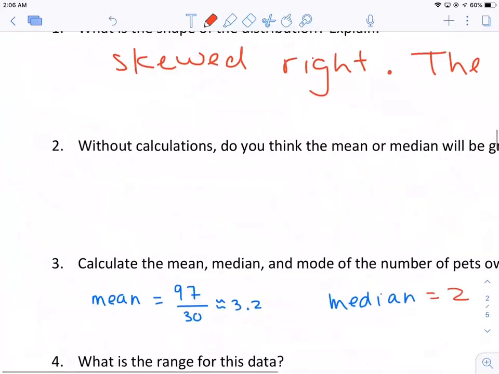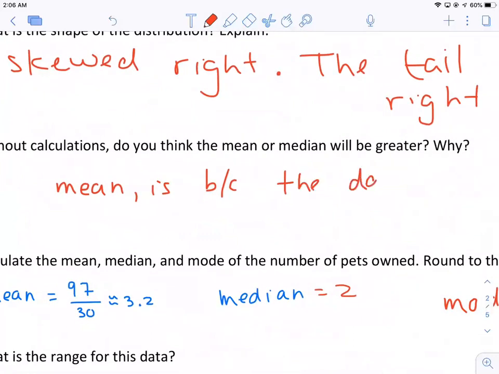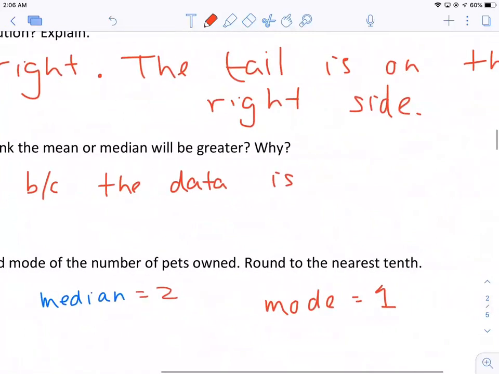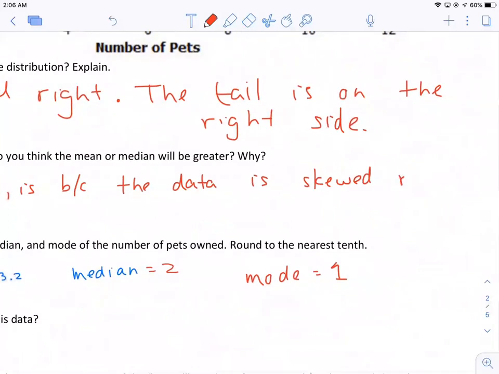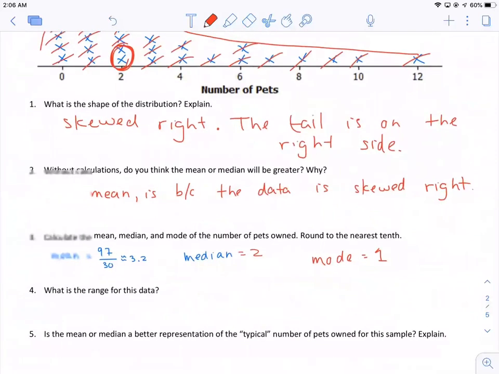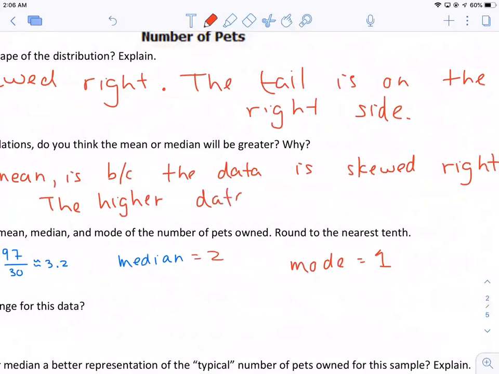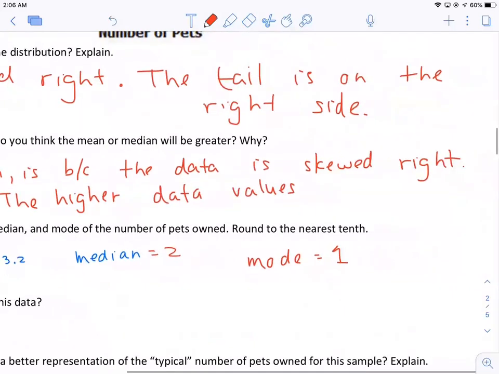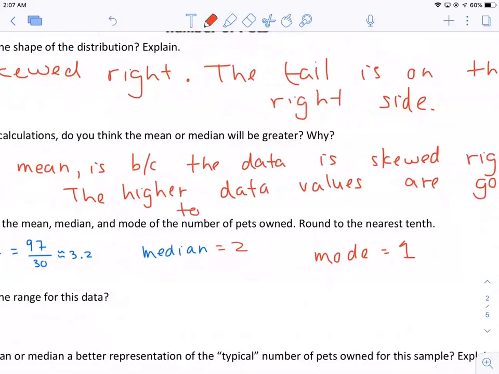So the reason the mean is going to be bigger is because the data is skewed right. And really, that's all you have to say, but I'm going to go a bit more into it for our first time. Right? So because our data is skewed right, we have some higher values. So the higher data values are going to bring up the mean.